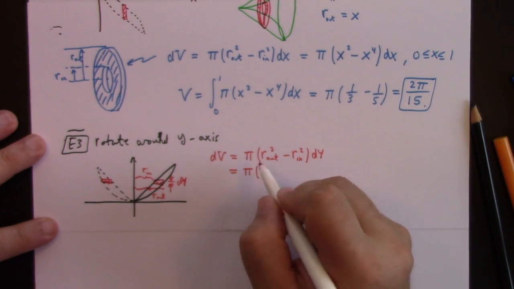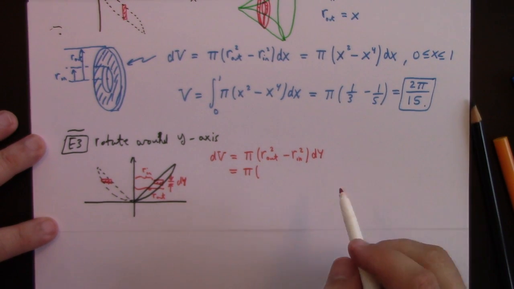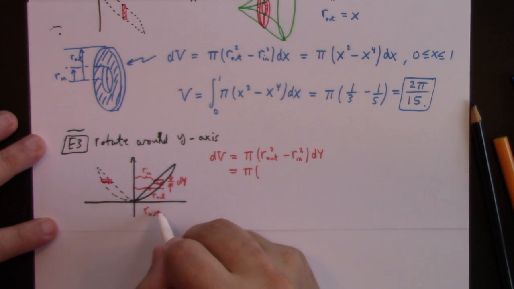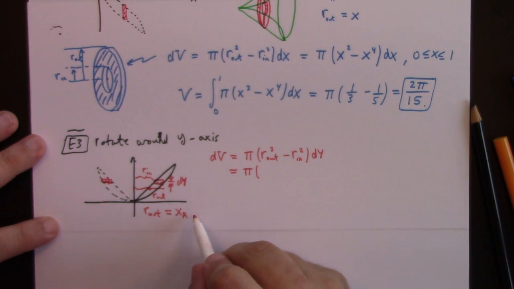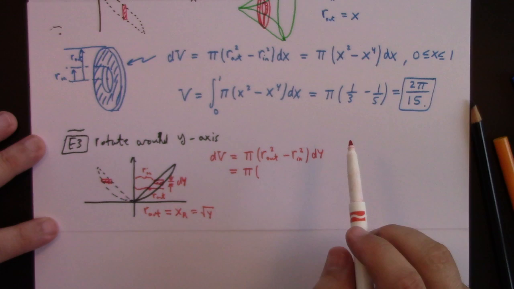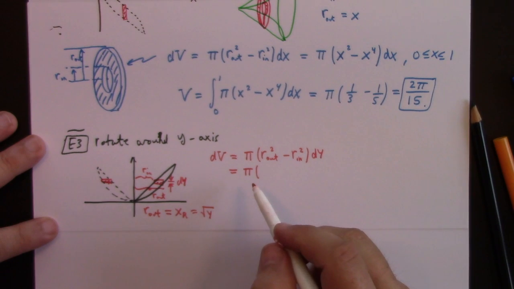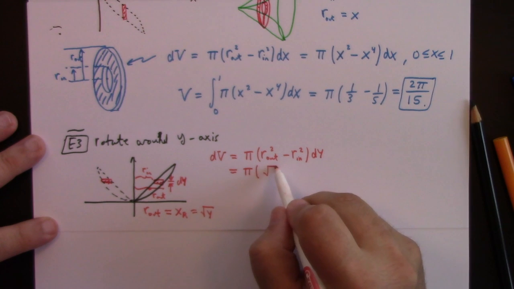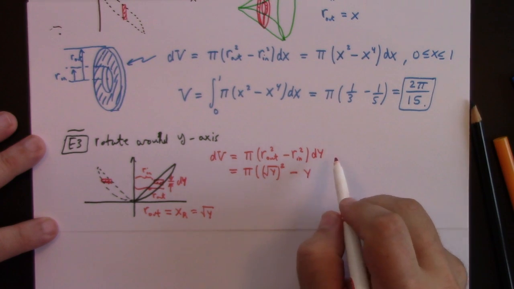So that's pi times, let's see here, the outer radius. What is x? So this r out is equal to the right x, right? Which is, by the way, the square root of y. I mean, if y is equal to x squared, then x is equal to the square root of y, since we're in the positive region over here. Then what we got is the square root of y squared minus y squared, because x equals y is the other one, right?